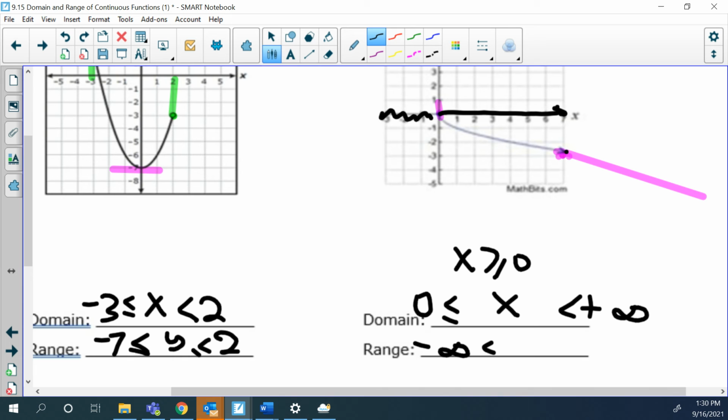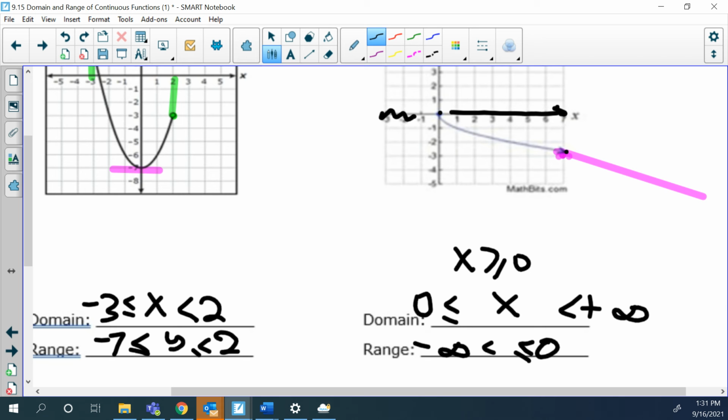And what's my highest point? Well, my highest point on the graph is going to be right here. All right, so it's going to be 0. It's a closed circle there, so I put less than or equal to.